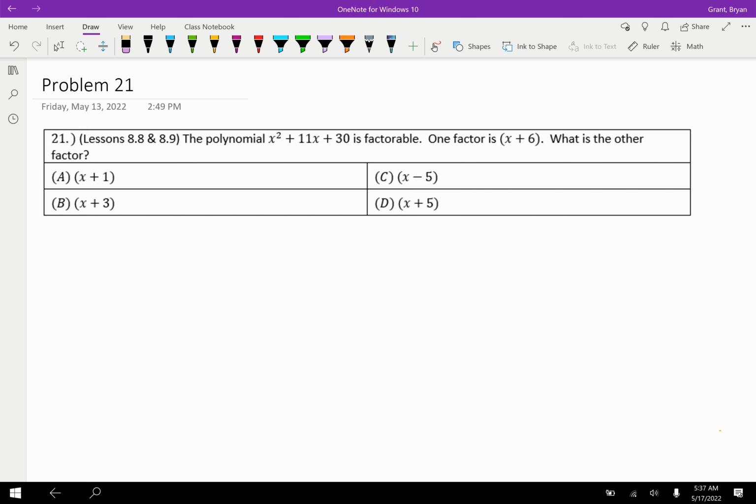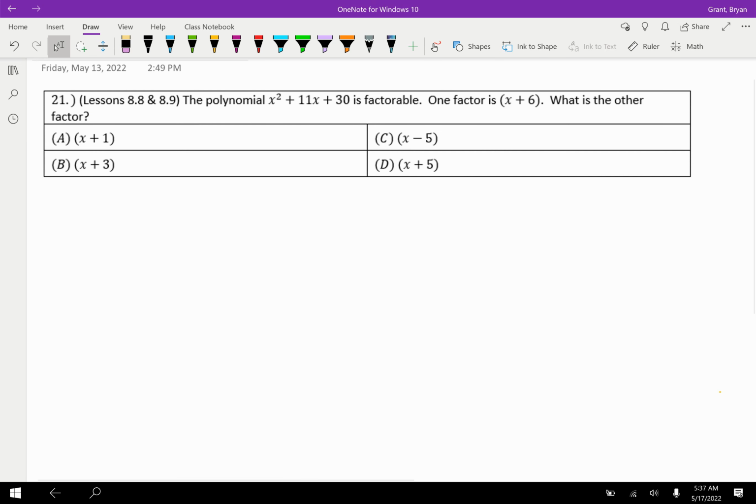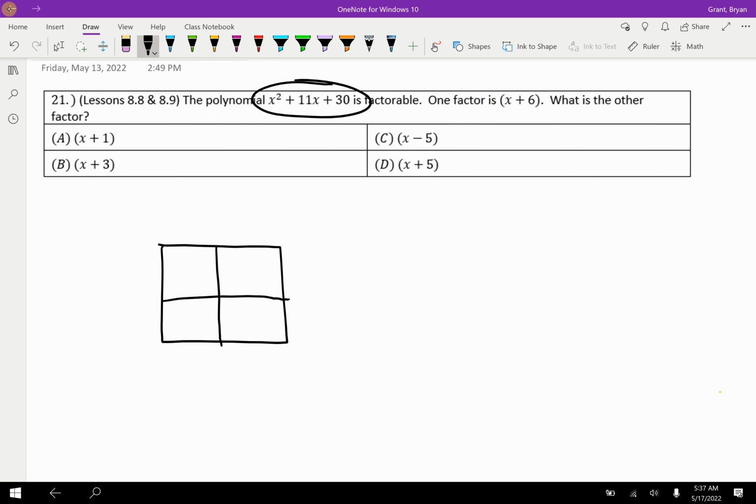One factor is x plus 6. What's the other factor? Well, this problem is actually very easy because they gave us one factor. But just a friendly reminder, what we're really trying to do here is start with the inside of the box. My inside is x squared and 30. But the problem, as always, is that pesky 11x has to split up between these two.